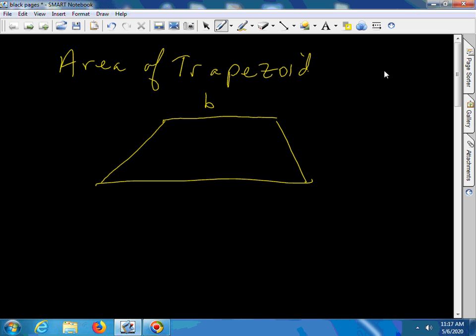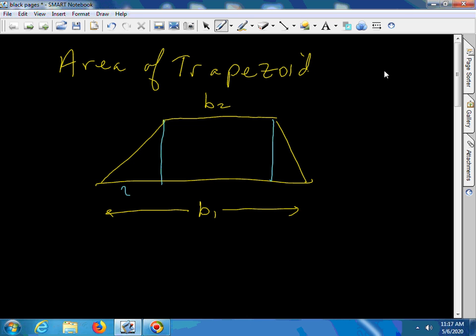And the top is called, say, base 2, and the bottom is base 1. Base 1 is the whole length. Now, let's divide this into a square, at least for the middle part. And the left part is a triangle, and the right part is a triangle.